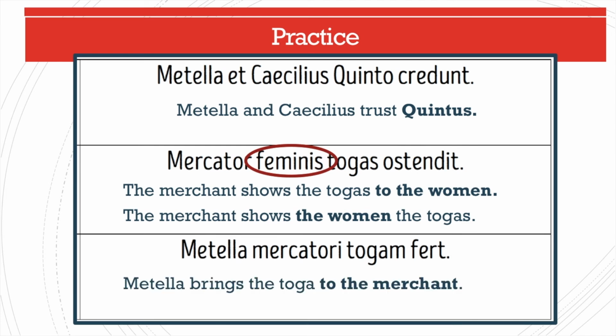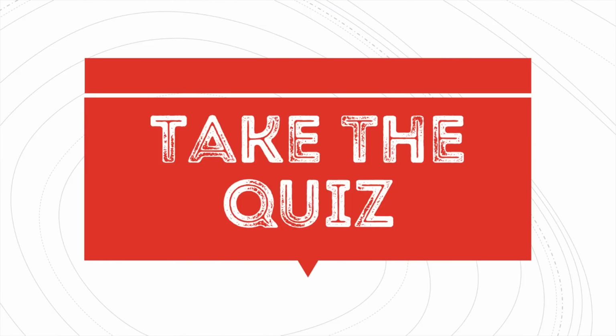And then Metella brings the toga to the merchant is our next one. Mercatori being our dative there. And I know bring can feel like it's got motion toward, so maybe I want to use ad. But I don't want to use ad if you can move that dative to right after the verb and it still makes sense. Metella brings the merchant the toga. That still makes sense. So it's still right. It should be dative. Okay, discipuli, that's it. Go ahead and take the quiz, and I will see you in class.